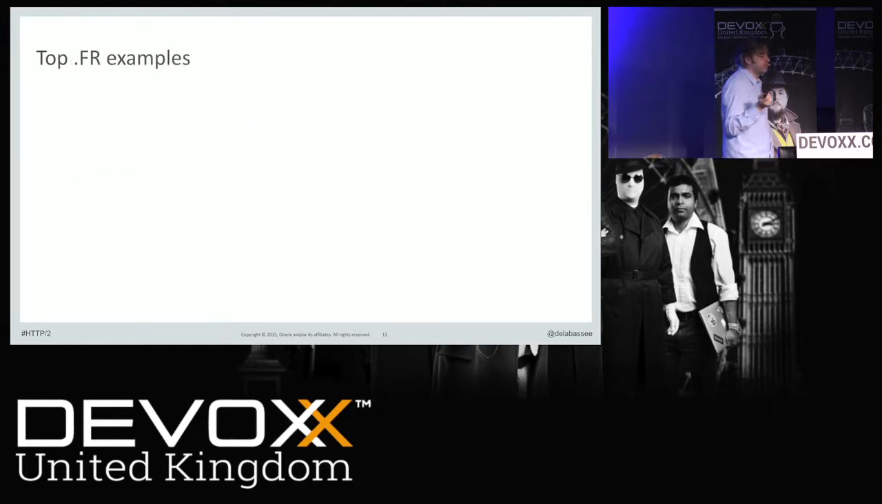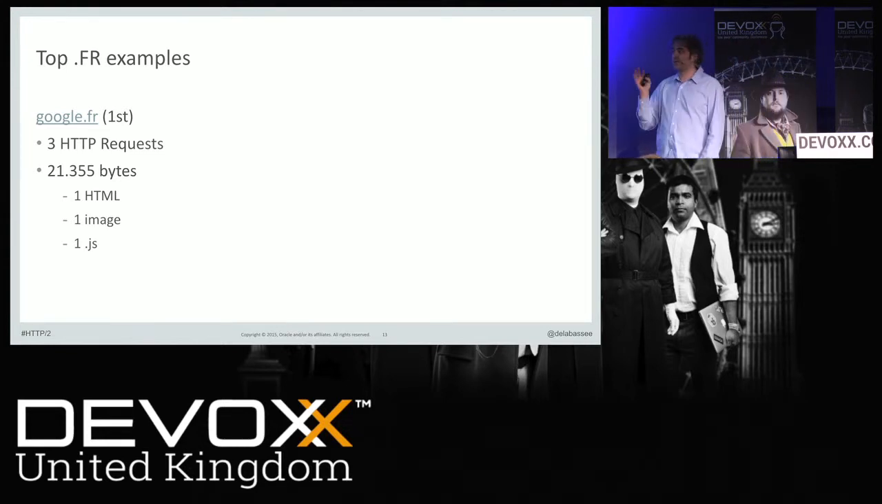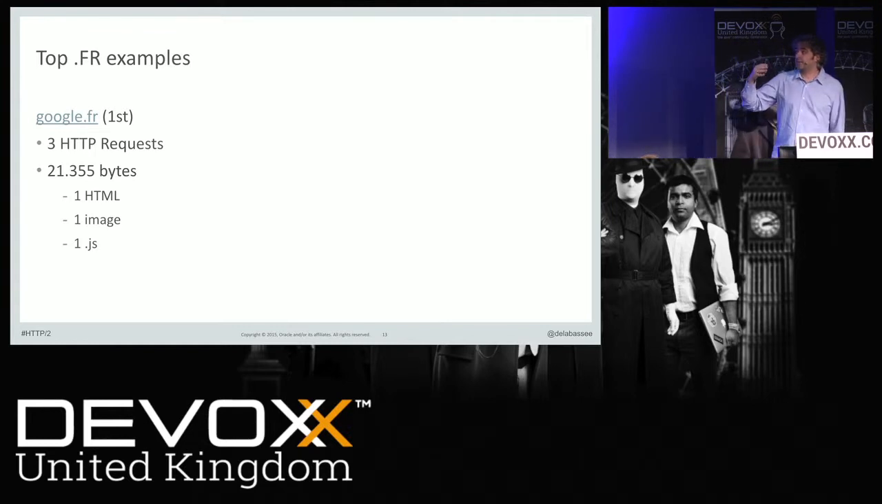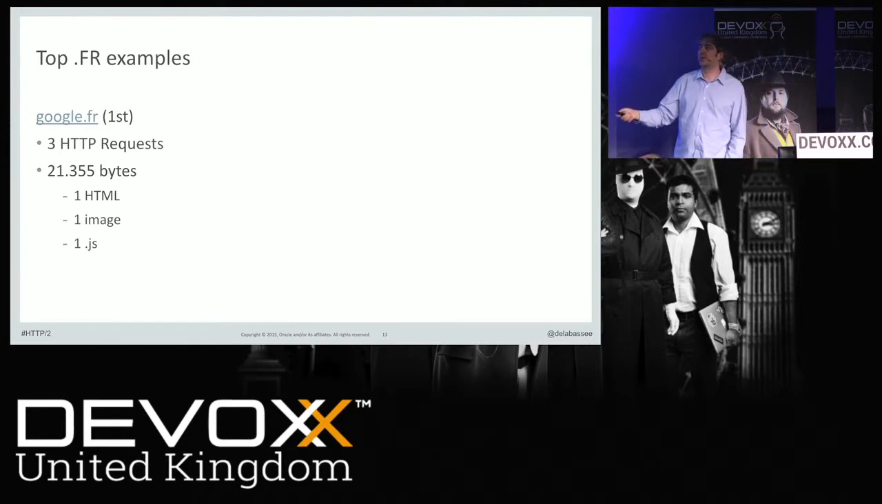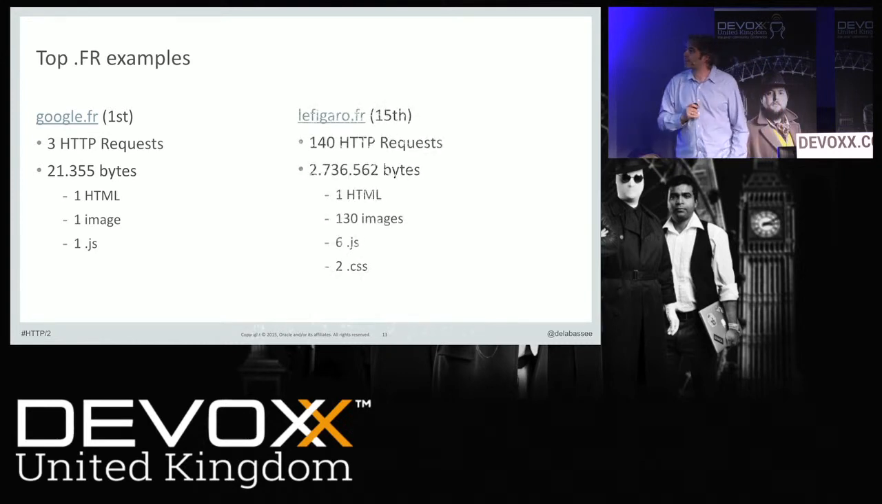To give you an idea, I took two sites in France. I took the most used site in France, which is Google, and another example. Google is a very specific use case, because once you go to google.fr, only 3 HTTP requests are made. You transfer 21 kilobytes: 1 HTML file, 1 picture, and 1 JavaScript file. But this is clearly an exception.